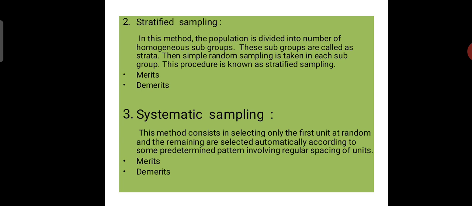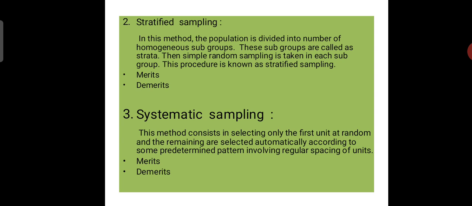Next, we discuss the third important method, that is systematic sampling. This method consists in selecting only the first unit at random and the remaining are selected automatically according to some predetermined pattern involving regular spacing of units. This method is applicable when a complete list of the population is available from which the sample is to be drawn.